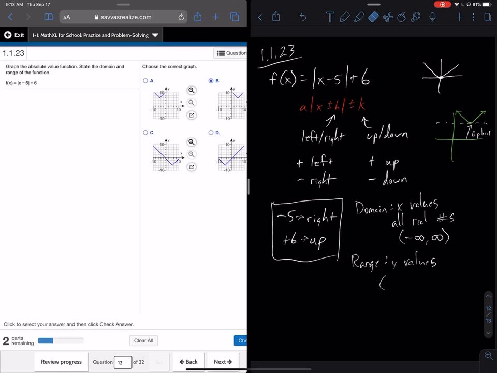Actually, I'm going to use a bracket here. It is allowed to be 6, so we're going to have a bracket with 6, and then it goes up to infinity. All right, so that's your domain and range. And again, the numbers inside, the h and k values, determine left, right, up, and down.